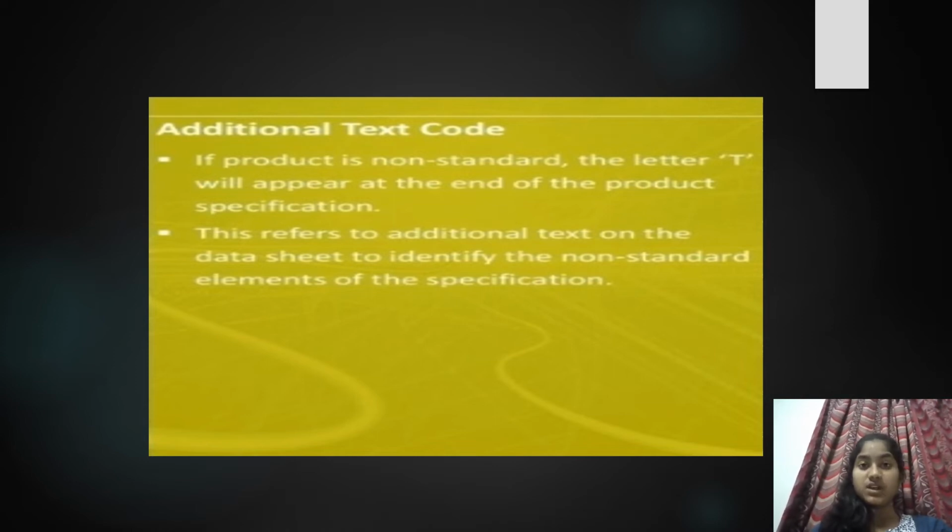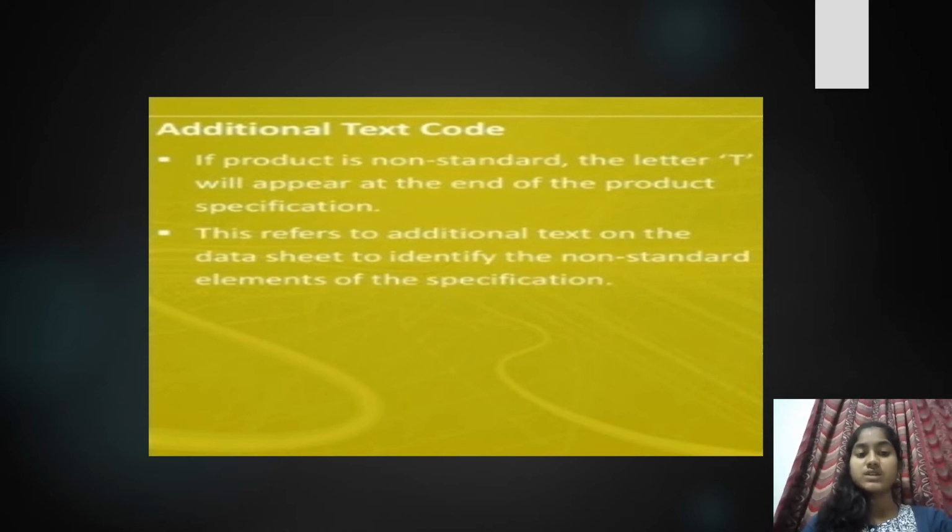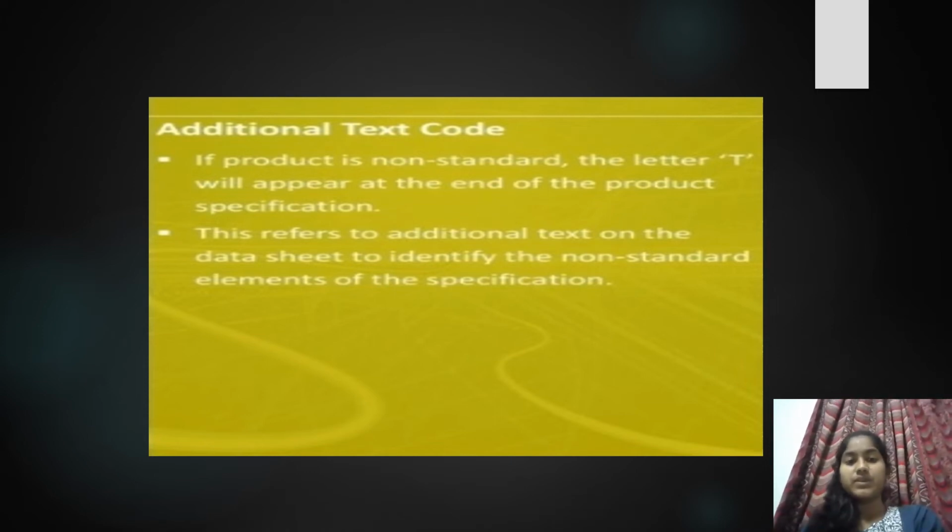If it is necessary for the VCXO to be pulled over a large range, then an indicator can be incorporated into the circuit. Additional code: if the product is not standard, the letter T will appear at the end of the product specification. This refers to additional text on the data sheet to identify the non-standard elements of the specification.